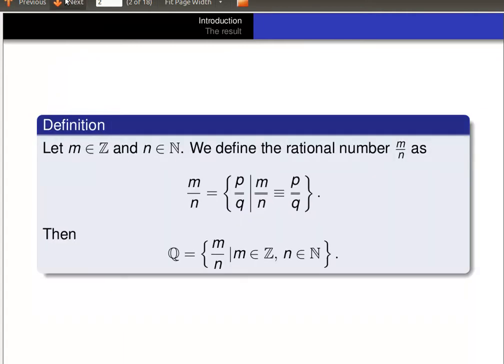So let's recall our definition of the rational numbers. If we have an integer m and a natural number n, then the rational number m over n is defined as the set of all fractions p over q that are equivalent to the fraction m over n. And recall that a fraction m over n is equivalent to a fraction p over q if and only if mq is equal to np. Okay, so a rational number is really a set of infinitely many different fractions, all equivalent to that rational number. And then, of course, Q represents the set of all rational numbers.